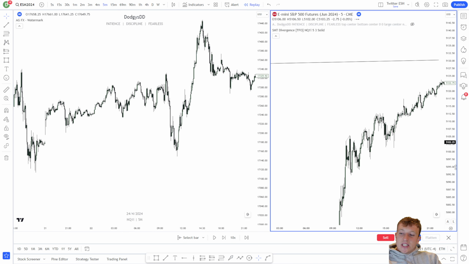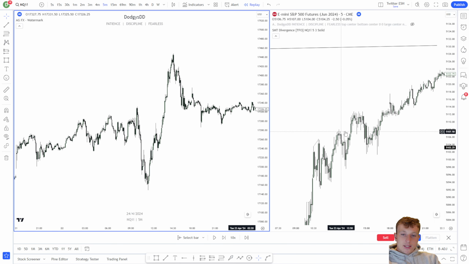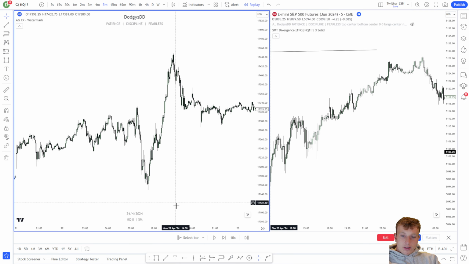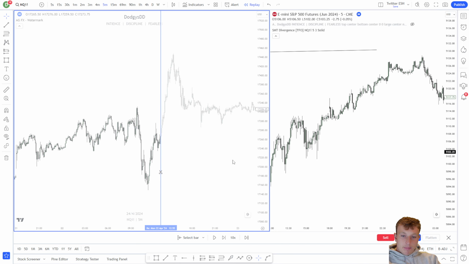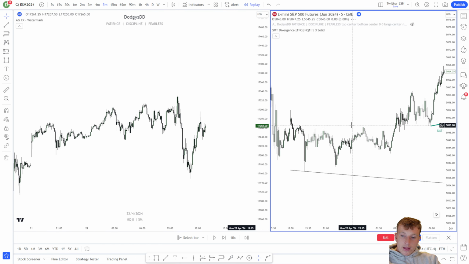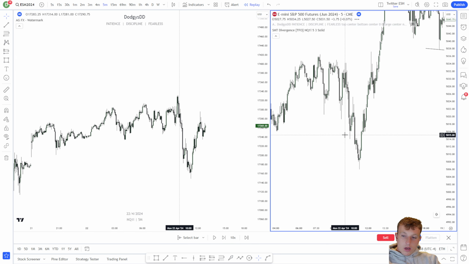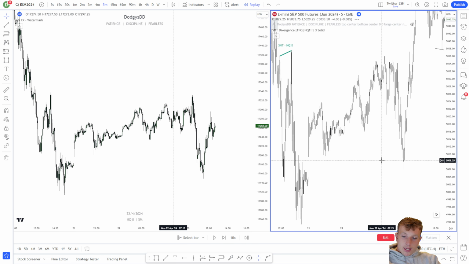But like I said, you'll see SMTs all over the place. Ideally, just make sure they go along with your bias. Let's say I'm bullish for the day here. Let's say I'm expecting a big bounce here. If you have an SMT already in that direction, it's probably a good sign.